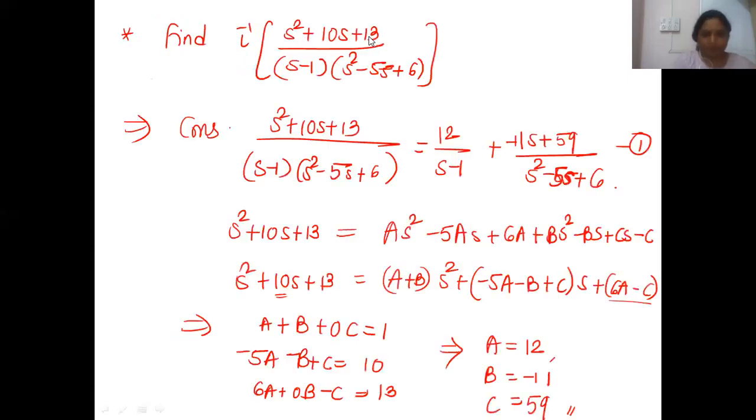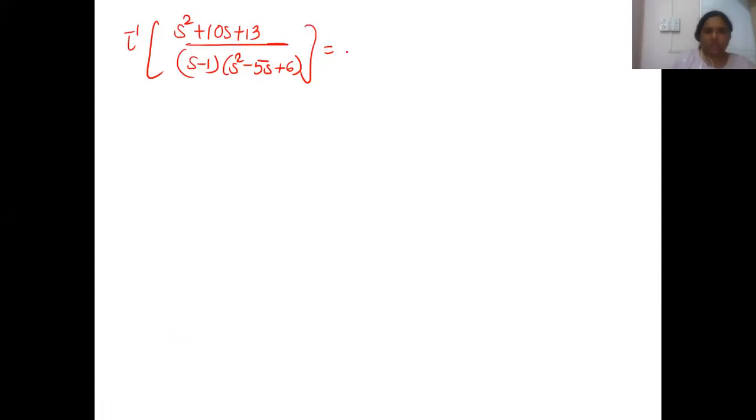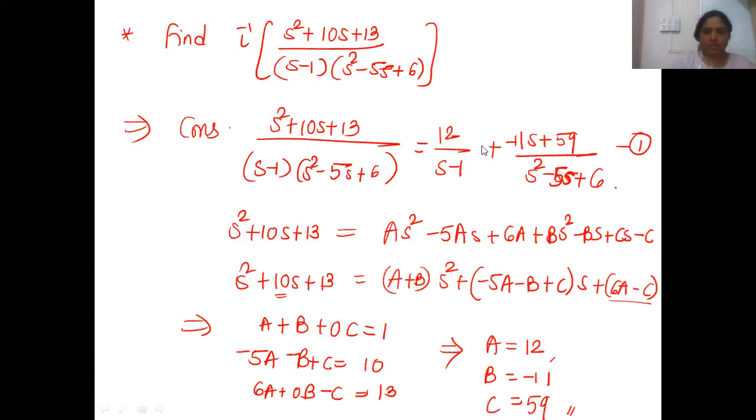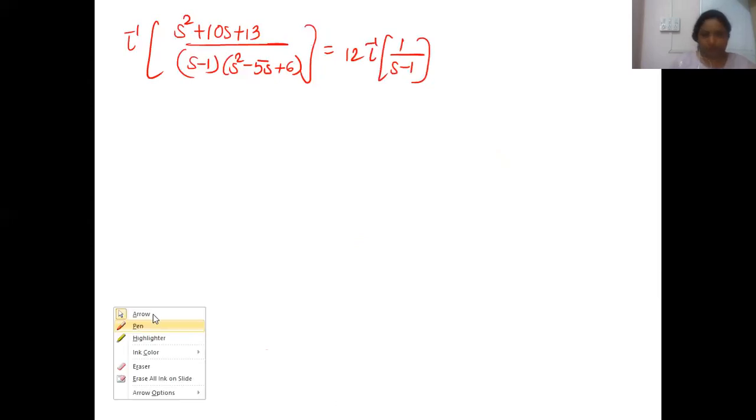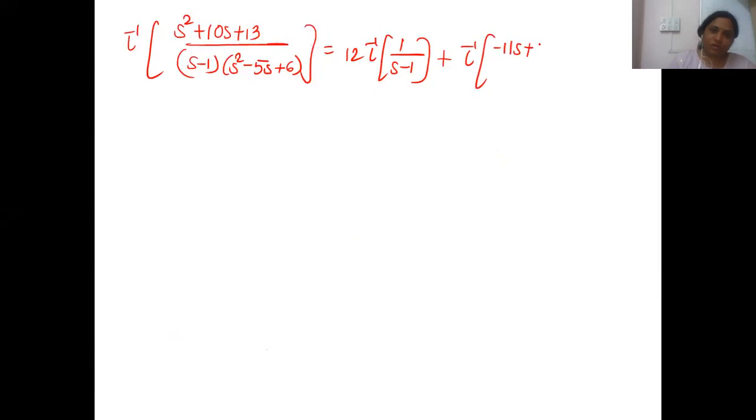Now we have to take the Laplace inverse of that. So Laplace inverse of (s square plus 10s plus 13) upon (s minus 1)(s square minus 5s plus 6) is equal to 12 upon s minus 1. Laplace inverse of 1 upon s minus 1. Next is, we'll write it as it is, (minus 11s plus 59) upon s square minus 5s plus 6. But now the problem is with this. This is not again standard. So how will you make it standard?